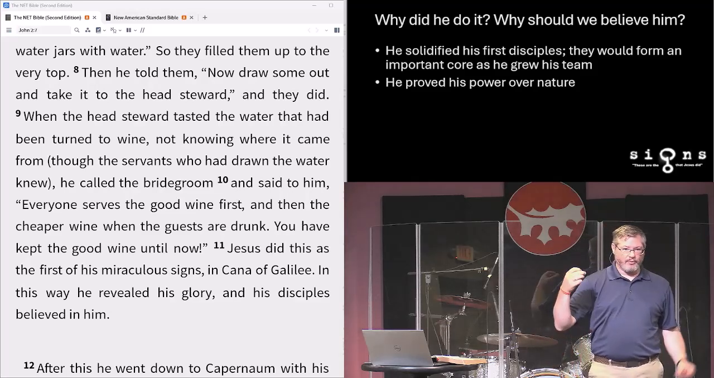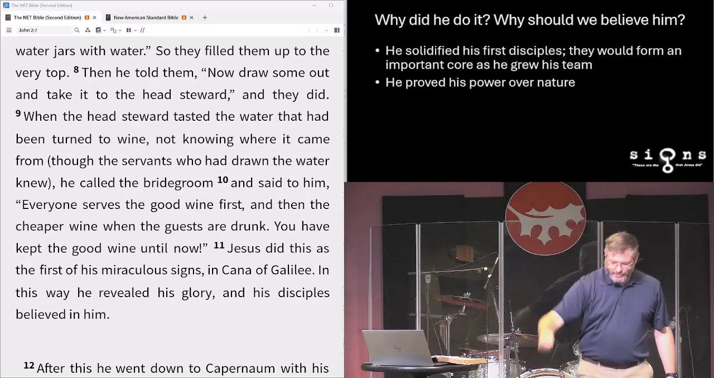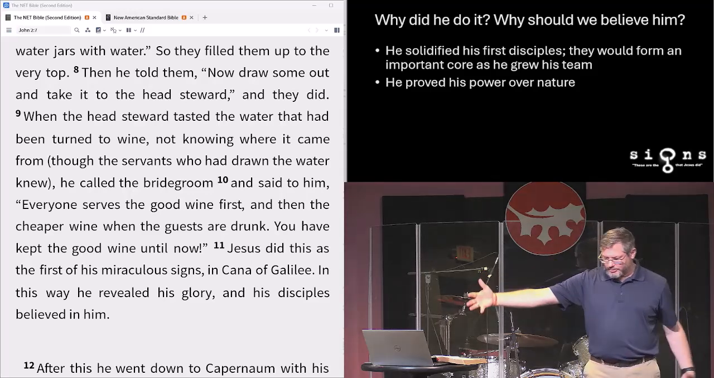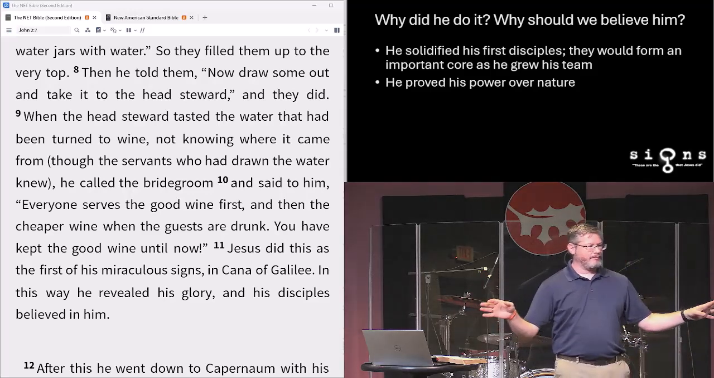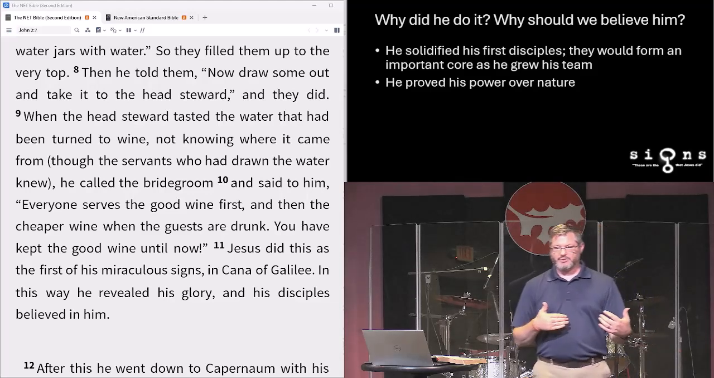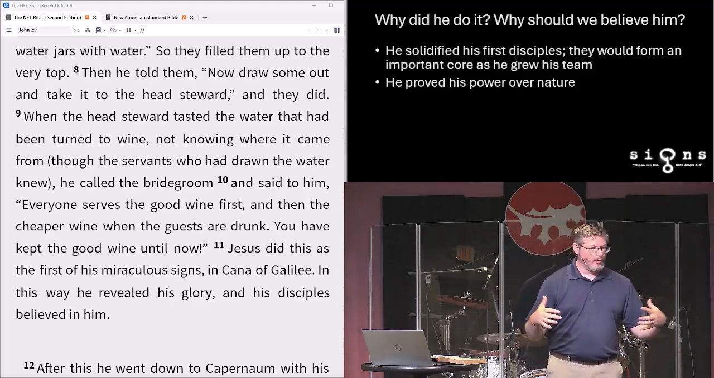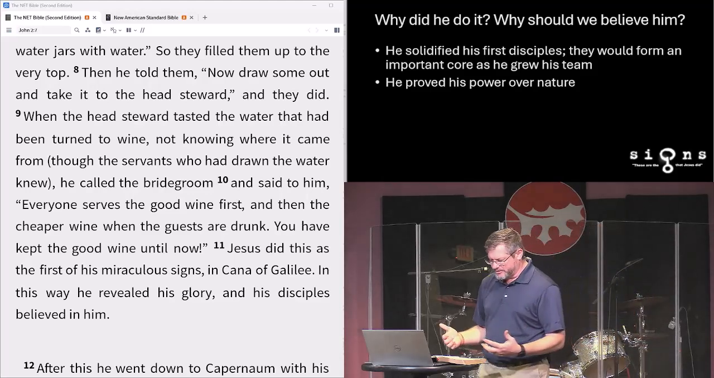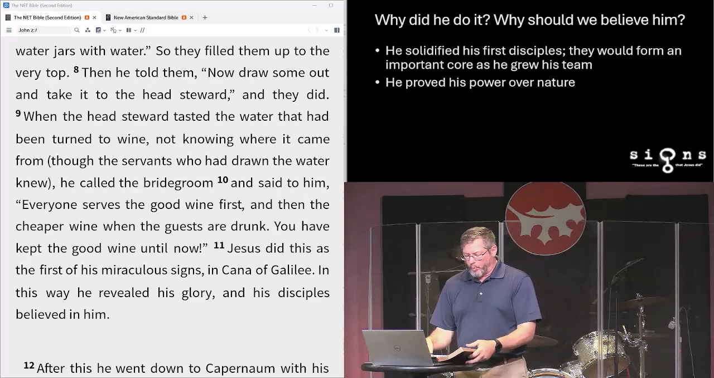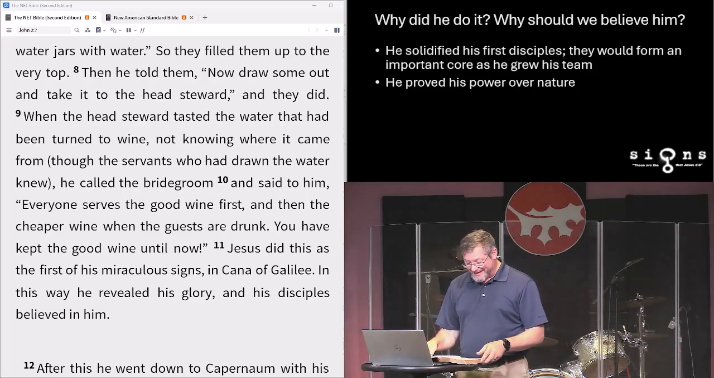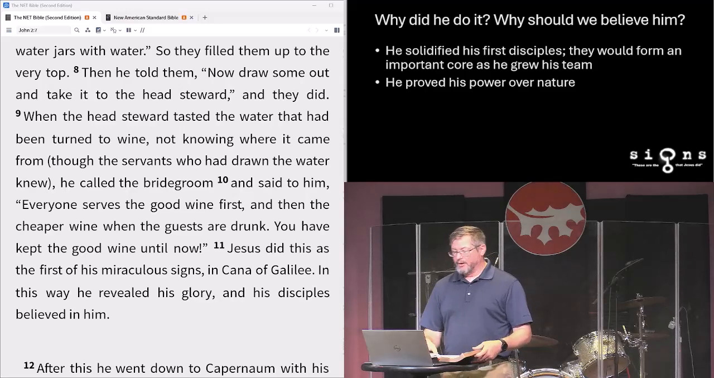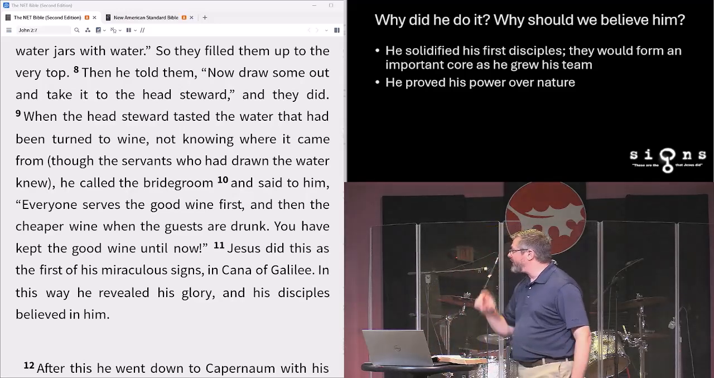They filled it, and it was just... Now, did it turn into wine as they drew it out? Was there 120 gallons sitting there? We have no idea. We have 11 verses in our imagination, right? We don't know. We have a lot of questions that can't be answered. What we know is that what he did, whenever he did it, it was really, really good. He proved his power over nature.